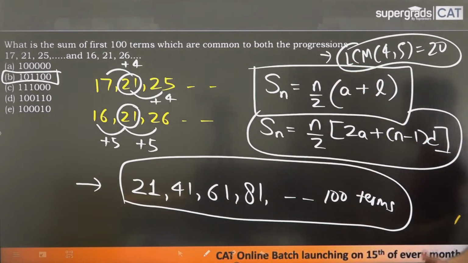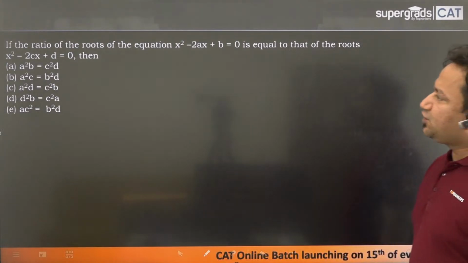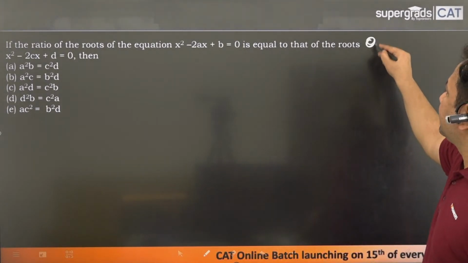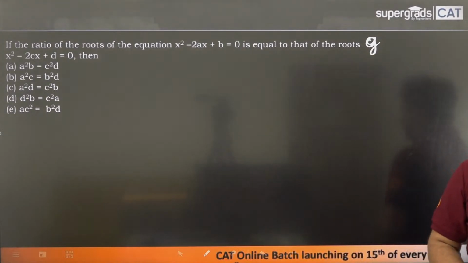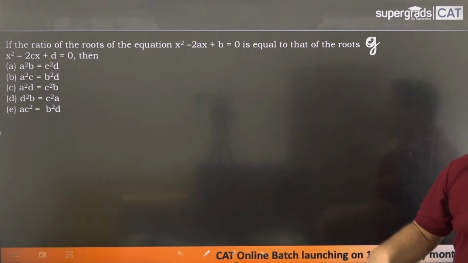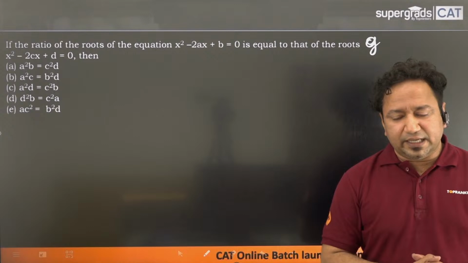Now let us move to the second question. If the ratio of the roots of the equation x square minus 2ax plus b equal to 0 is equal to that of the roots of x square minus 2cx plus d equal to 0, then which of the following five will be correct? By the way, in that we have five options. I hope you know that.